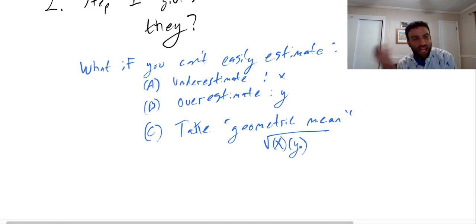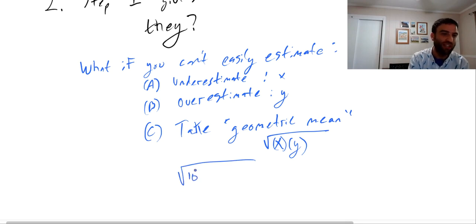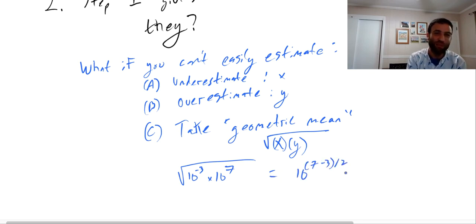It's kind of like taking a normal average of numbers, but in a geometric sense rather than in an additive sense. Why do you want to do this? Note that taking the geometric average is like averaging the orders of magnitude of your estimates. So if you have the square root of, say, 10 to the minus 3 times 10 to the 7th, that's the square root of 10 to the 7 minus 3. So that's 10 to the 7 minus 3 divided by 2, better known as 10 to the 2. You'll notice that this geometric mean is like taking the average of these two exponents, and taking 10 to that power. So the geometric mean averages your most underestimating order of magnitude guess and your most overestimating order of magnitude guess.